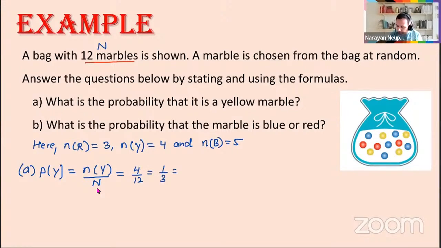Or if you change it to decimal, it is 0.3333 if I go up to 4 decimal places. Okay, that's your first part, A. Now let's find out what is there in part B.